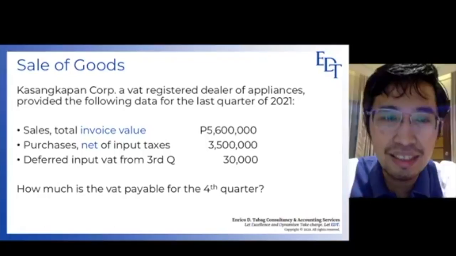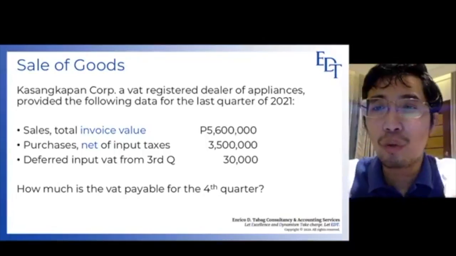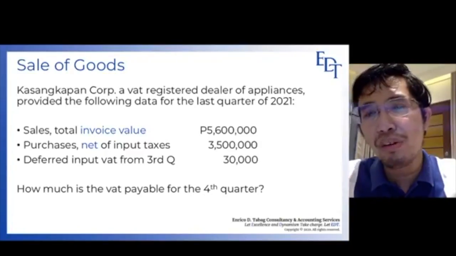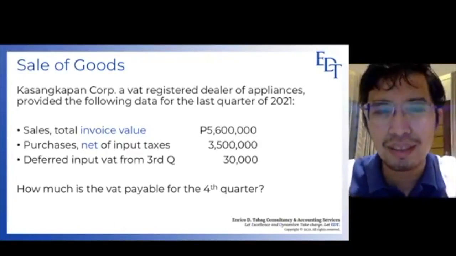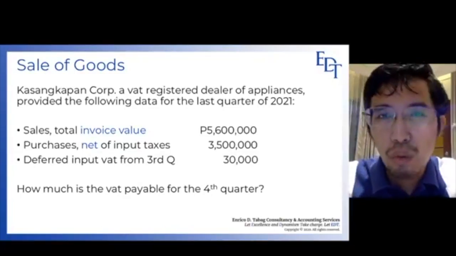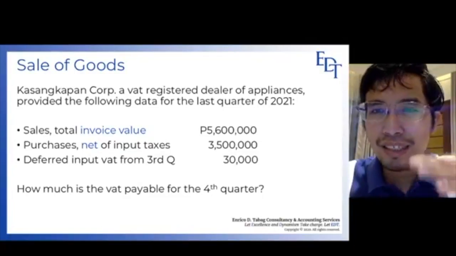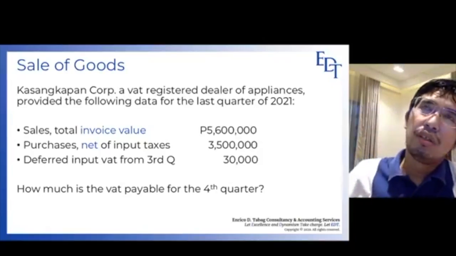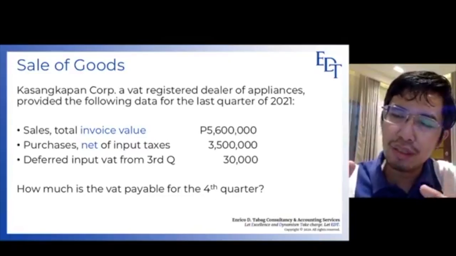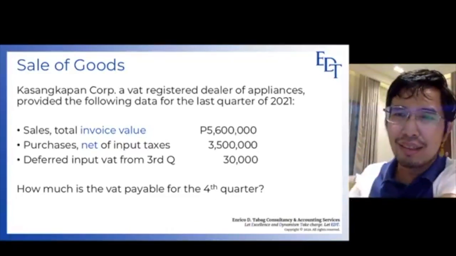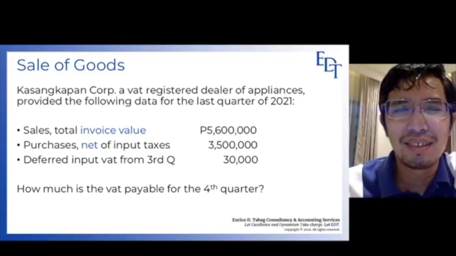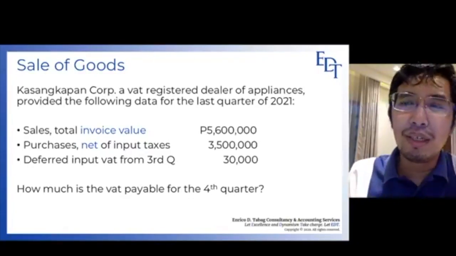Okay? Kagaya dito sa problem na to, fourth quarter ito na transaction. Pero sabi sa problem, noong nakaraang quarter, third quarter, may deferred input VAT. Ibig sabihin, noong third quarter, mas malaki ang input VAT. So, negative ang VAT payable last quarter. Anong pwede mong gawin doon? I-carry over sa susunod na quarter. Kaya treated lang siya kagaya ng input VAT. Okay? So, that's how we do it.